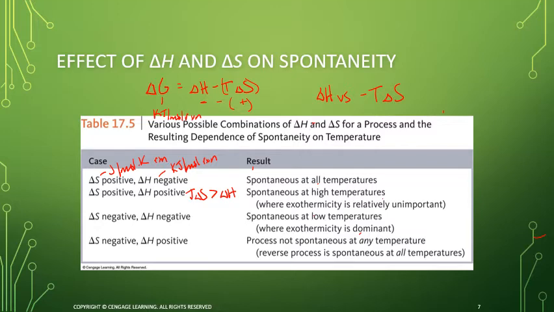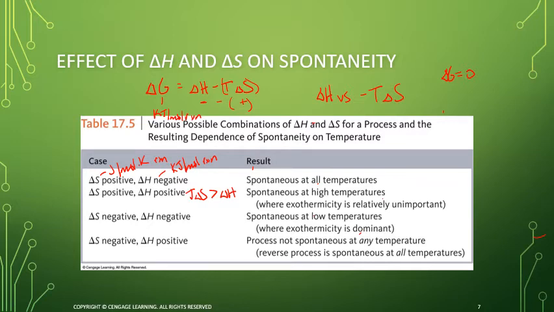If you think about the condition when delta G is equal to 0, that's at equilibrium. As soon as it goes slightly below 0, it's now spontaneous. Anytime it's slightly above 0, it's non-spontaneous. So the delta G being 0, that's really when we have our threshold between spontaneous and non-spontaneous.